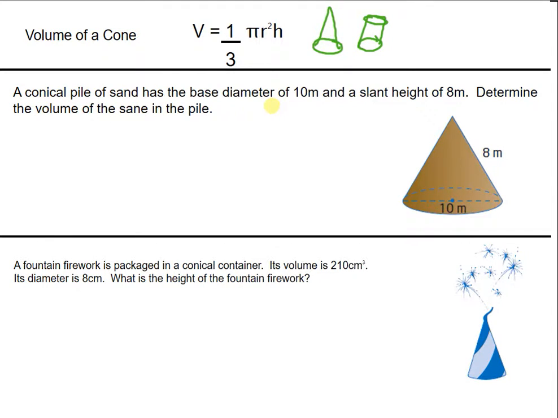Okay, so a conical pile of sand has a base diameter of 10 meters and a slant height of 8. Determine the volume of the sand in the pile. Okay, so let's draw our triangle. We know that the radius is going to be 5, and we have the slant of 8. But for volume, we actually need height. So let's solve that first.